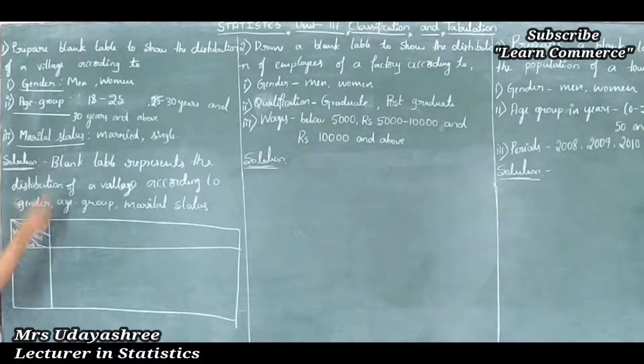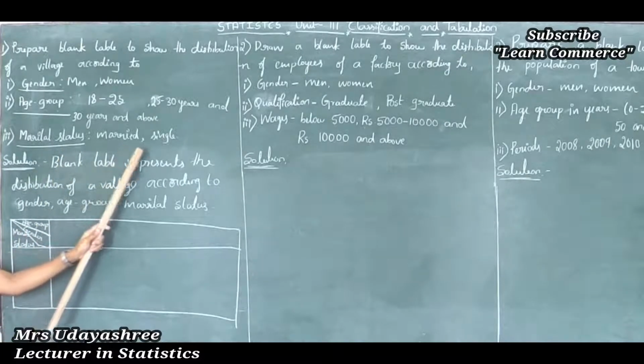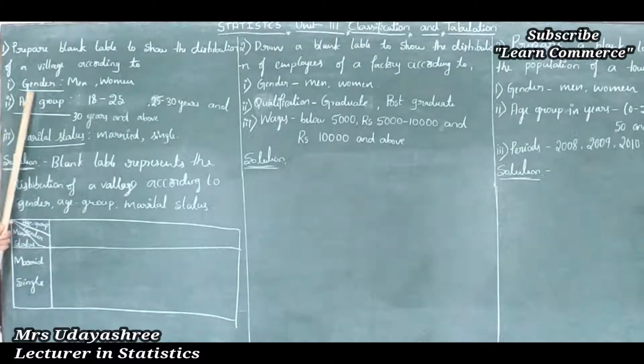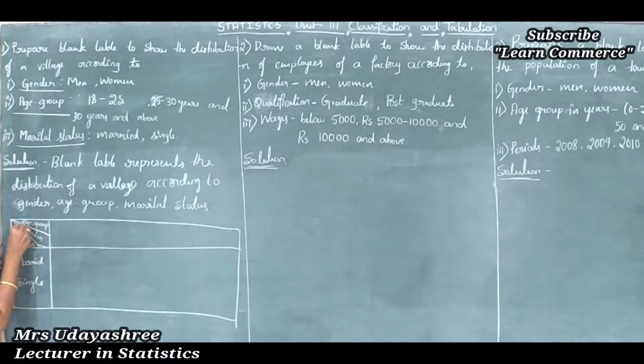Now see here, what are the marital statuses? Married and single. So those two classified characteristics I will write here, that is married and single. Okay, under marital status I will write married and single. So marital status classification is over. Next, two classifications are remaining. The first one is gender, another one is age group. See here, it is age group.